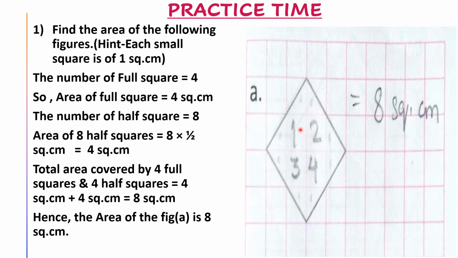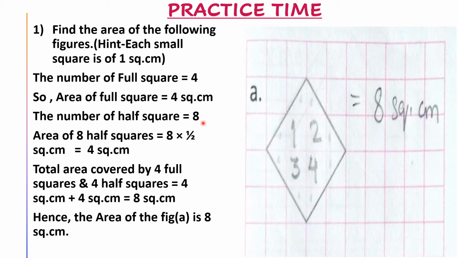Children, as you can see, as the shape has been drawn on the graph, it has occupied a few half squares. So count the number of half squares of this figure. 1, 2, 3, 4, 5, 6, 7 and 8. The number of half squares is 8.